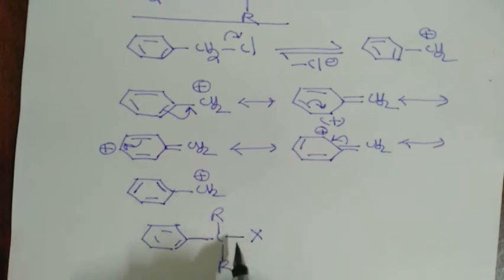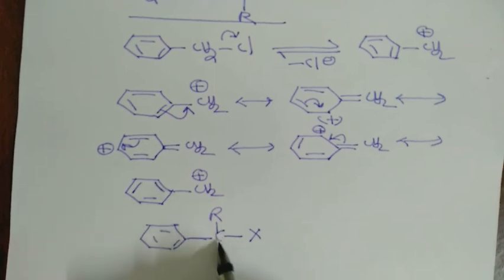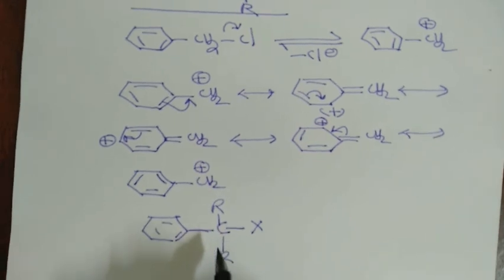Benzylic halides can form stable carbocation intermediate and hence they prefer SN1 mechanism in their nucleophilic substitution reactions.